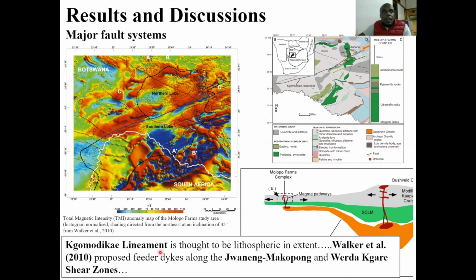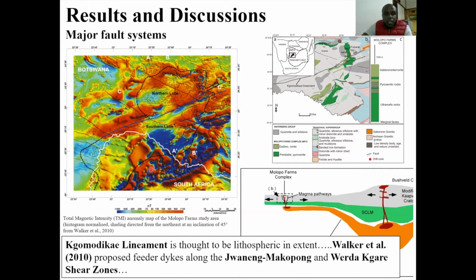Also, et al. in 2012 have proposed that there are feeder dikes along the Jwaneng-Popon and Weda-Kari shear zones, that is, along these two structures here. And we also see that in the total magnetic intensity anomaly map of the Molopo Farms Complex. This is the Pomudika lineament, and here it is branching into two: we have the Weda-Kari and the Jwaneng-Popon shear zones here.